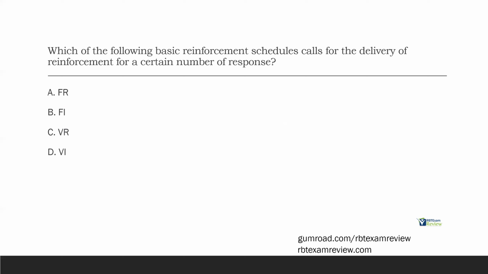So we can eliminate intervals, B and D are gone. So now we just need to determine, are our responses fixed or are our responses variable? Well, it says a certain number of responses, right? So we can assume it's fixed. So our answer here is A, fixed ratio reinforcement schedule. Super easy question, okay? If this question was difficult, go back and brush up on your basic reinforcement schedules. You should have no trouble answering this question.